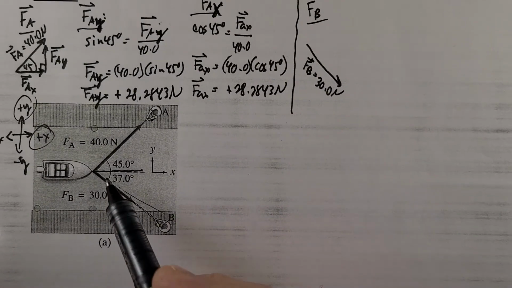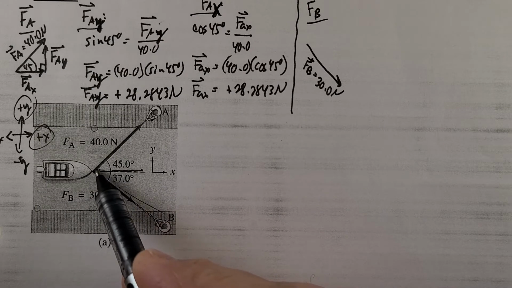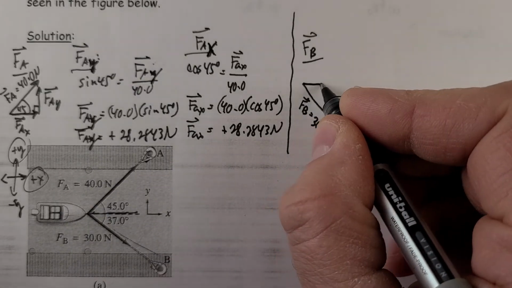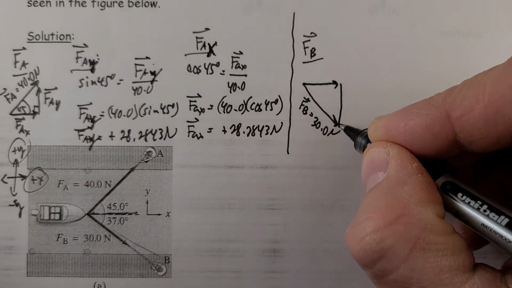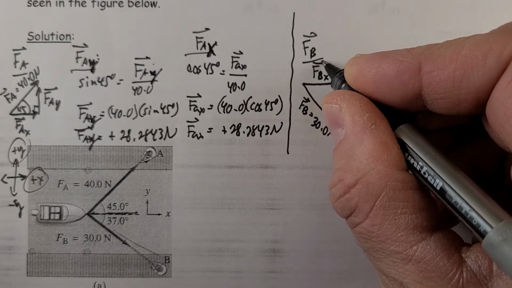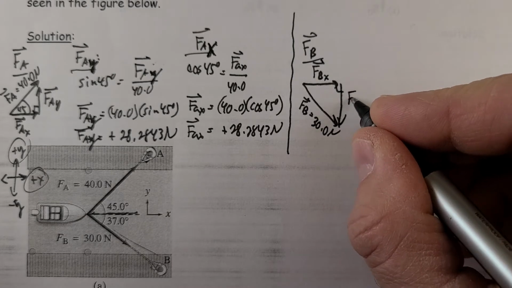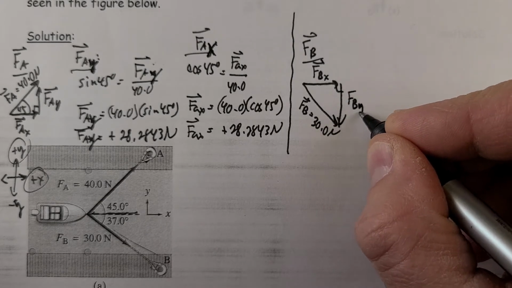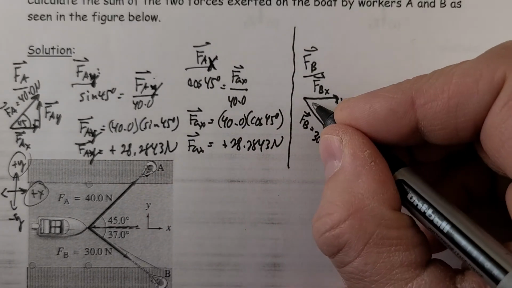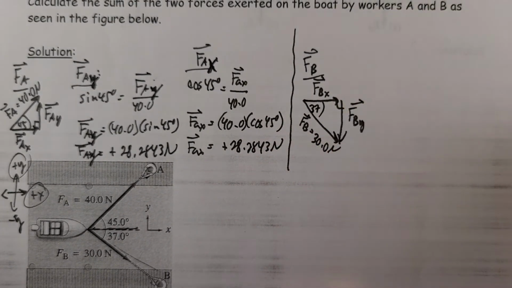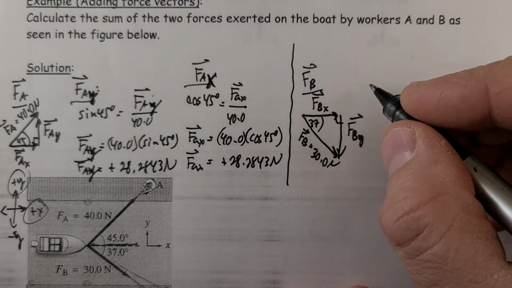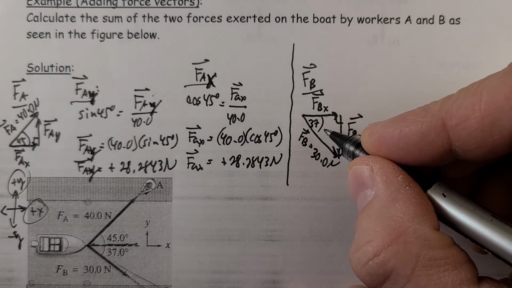And the angle I'm given is in between here and the forward motion. So my X and my Y. I have the FBX, the force of person B in the X direction, and the force of person B in the Y direction. And this angle here is 37 degrees.